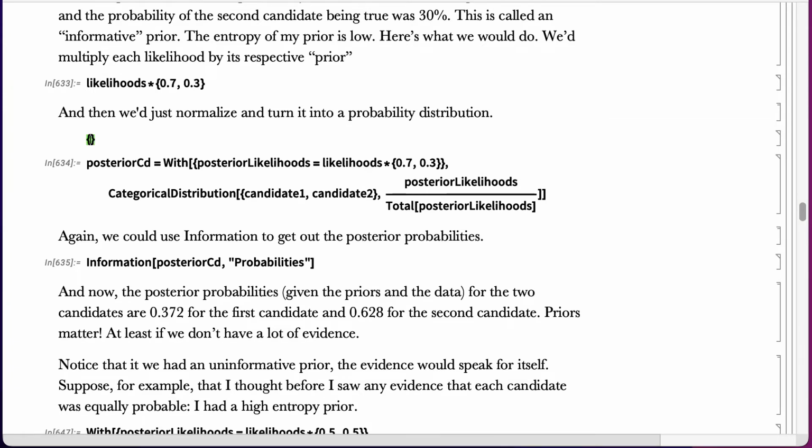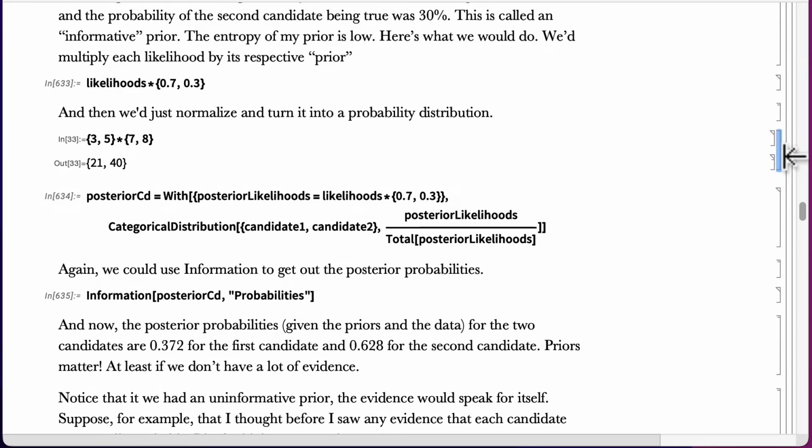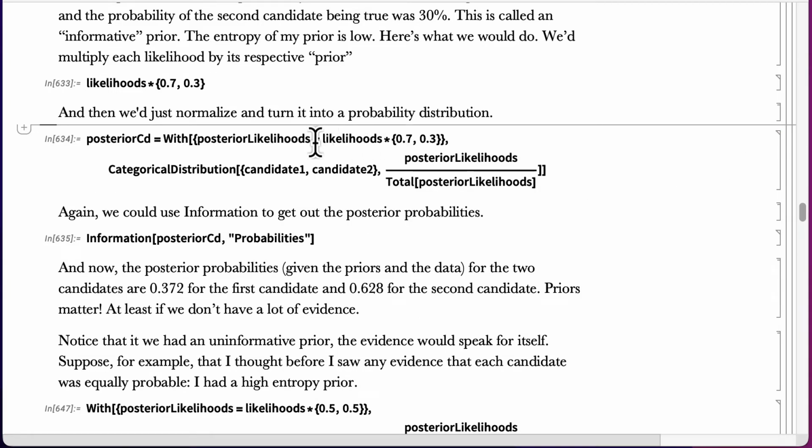If I do {3, 5} times {7, 8}, what's going to happen is, this is not a dot product. This is element-wise multiplication. So it's going to do 3 times 7 is 21 and 5 times 8 is 40. So that's the little notation I'm using here. So that'll give us our posterior likelihoods, the likelihoods from the data multiplied by the prior likelihoods. And then it's just the same thing.